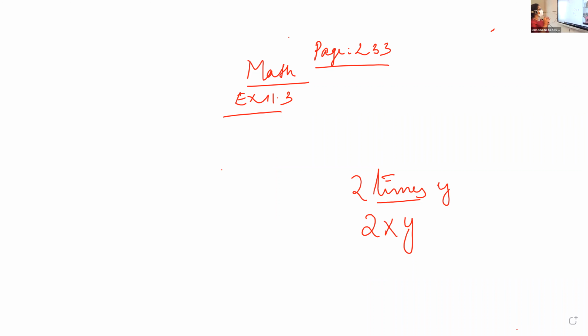Younger and older is subtraction. Yes. Now, 2 times y, this is how we want to write. This is a statement given. Now we are changing the statement into the mathematical operation. Am I clear to you all? Yes, I understood. Did you understand now? Yes.